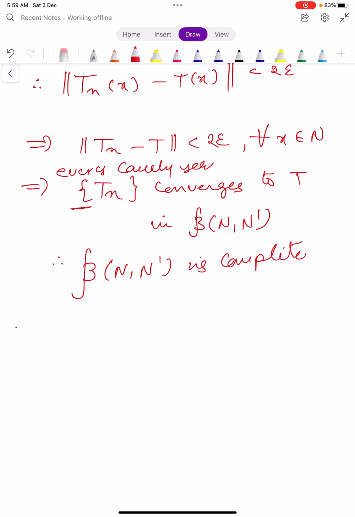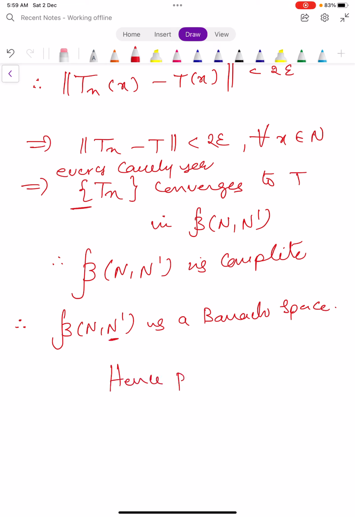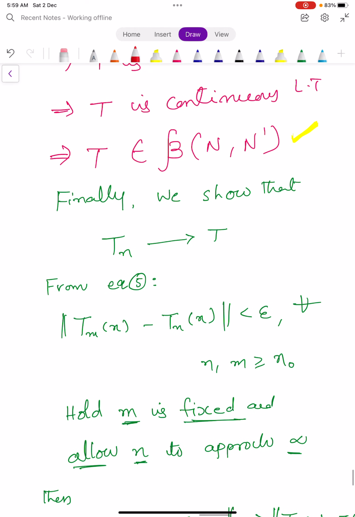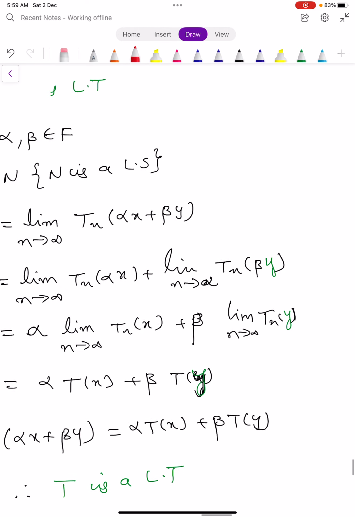Already it is a normed linear space. Now we have proved that it is a complete normed linear space. Therefore, script B of N comma N dash is a Banach space. Remember that this is a Banach space whenever N dash is a Banach space. This completes the proof of the theorem, one of the lengthiest theorems, and I explained it in detail. So go through the proof carefully.